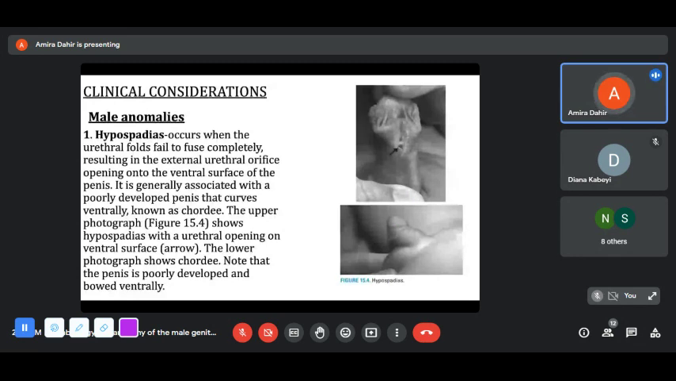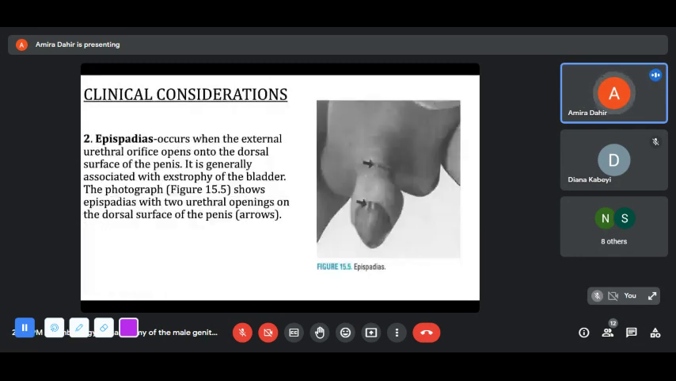We also have epispadias, which occurs when the external urethral orifice opens onto the dorsal surface of the penis. It's generally associated with exstrophy of the bladder. And you can see in this image, there are two urethral openings on the dorsal surface, and it's a case of epispadias.